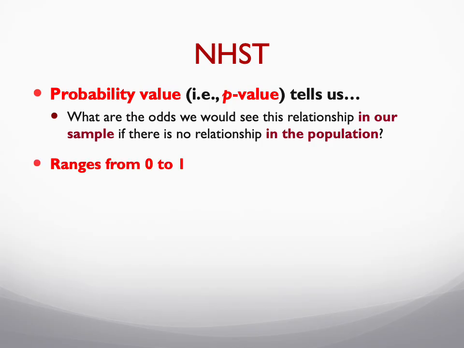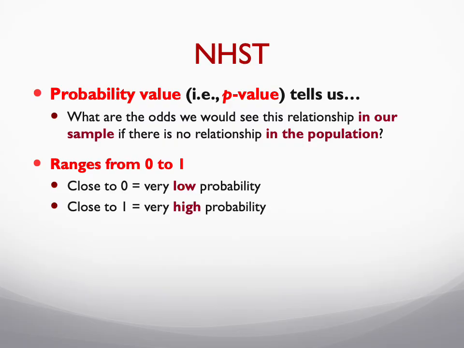The probability value is going to range from 0 to 1. Numbers close to 0 mean very low probability. Numbers close to 1 mean a very high probability. And these numbers suggest, is it a low probability that I live in this world of the null hypothesis, or is it a high probability that I live in this world of the null hypothesis?